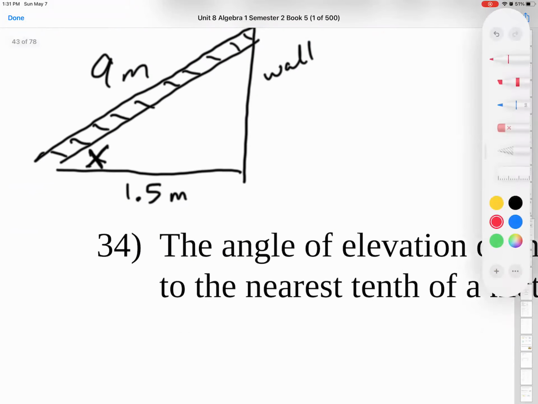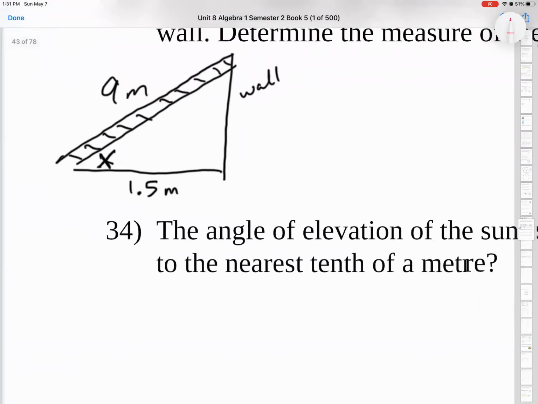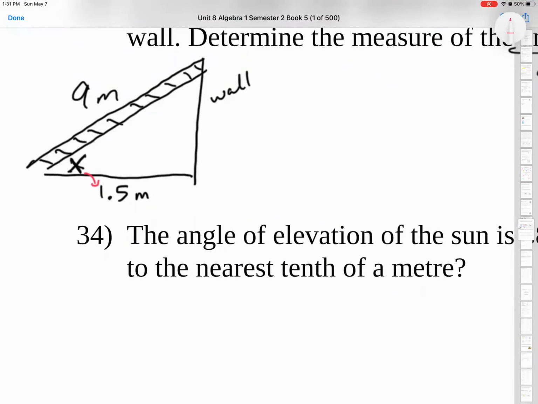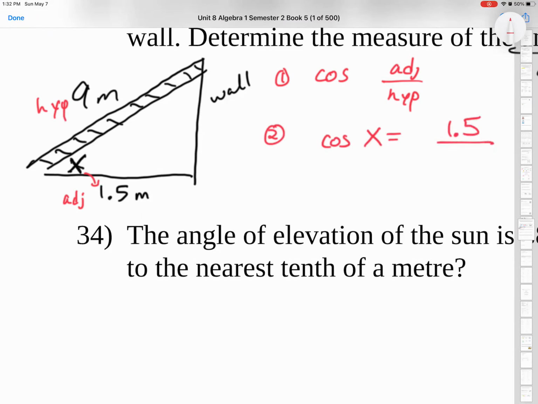Okay, so now kicking in our SOHCAHTOA. Well, we do have our adjacent side and our hypotenuse side. And so keeping in mind, adjacent and hypotenuse is going to yield our cosine function. So we know that we're going to have to use our cosine function here. Setting up our equation, we have the cosine of x equals 1.5 divided by 9.